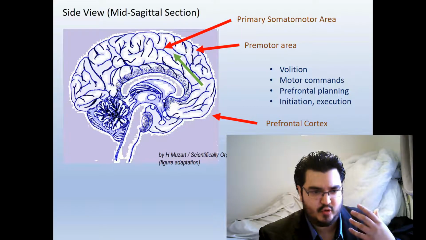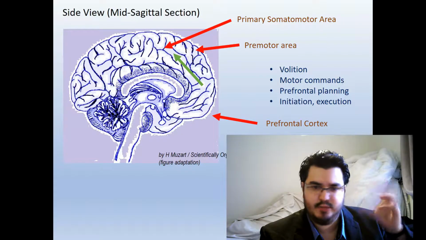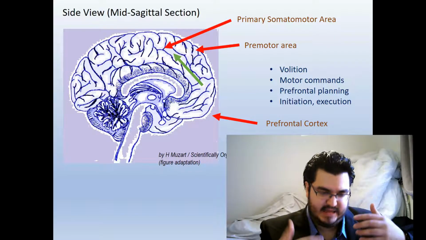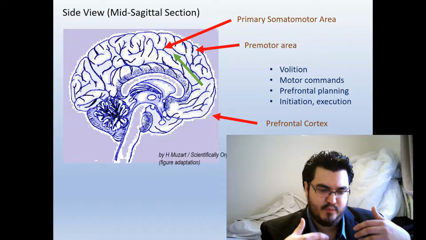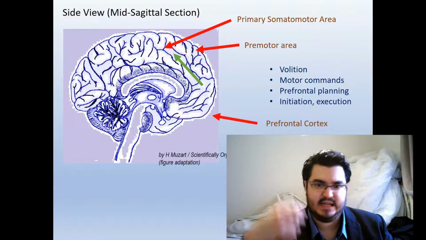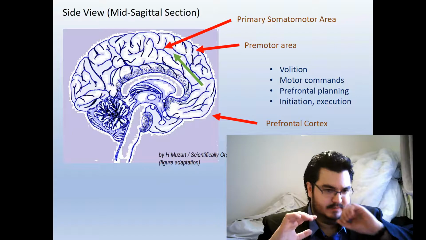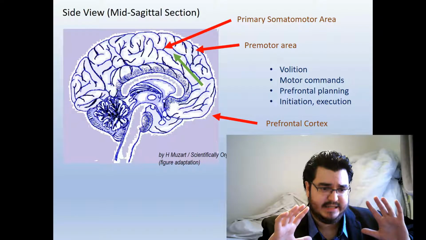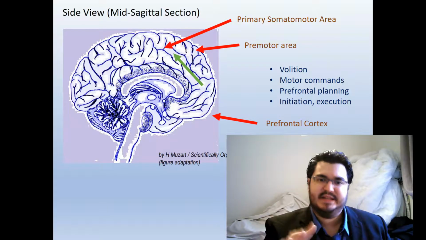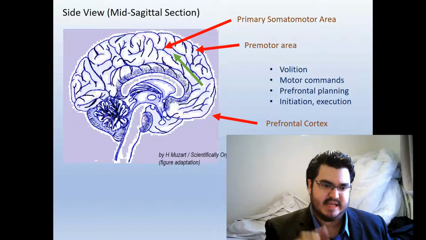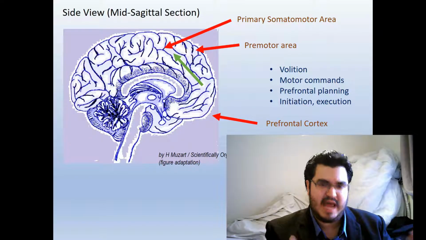We have the frontal cortical areas and the premotor, the primary somatomotor area. Here what we have is the planning of movements based on sensory feedback and cognitive processes. And then you have the motor commands, which are sent to actually execute the planned actions.